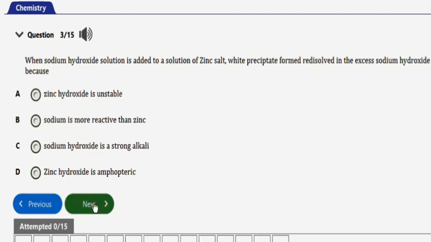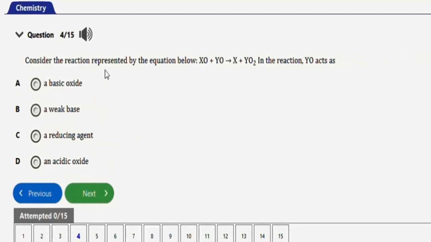Next question will be this one. It says, consider the reaction represented by the equation below. In the reaction, YO acts as: looking at this equation, you can deduce that YO is a reducing agent. So the right option is option C. YO is a reducing agent. It reduces SO to X.